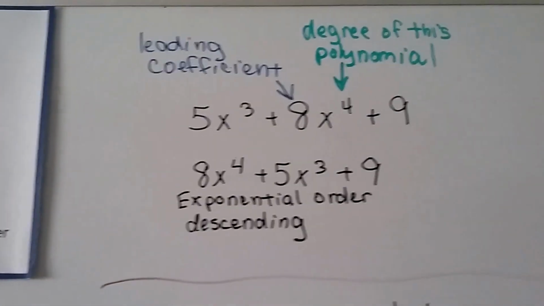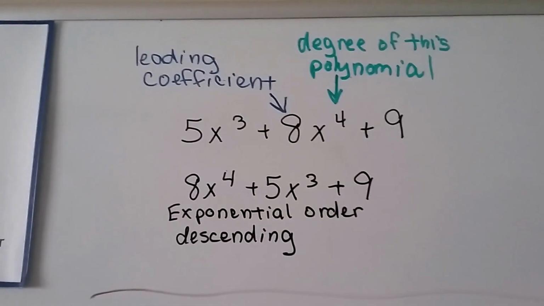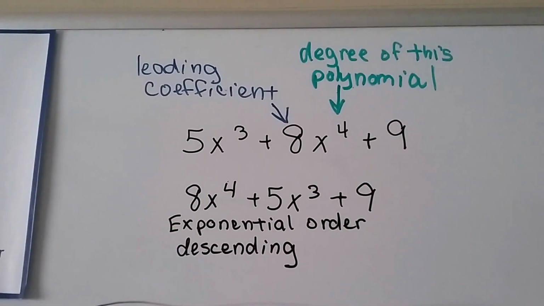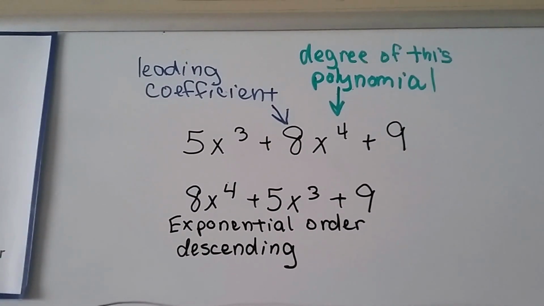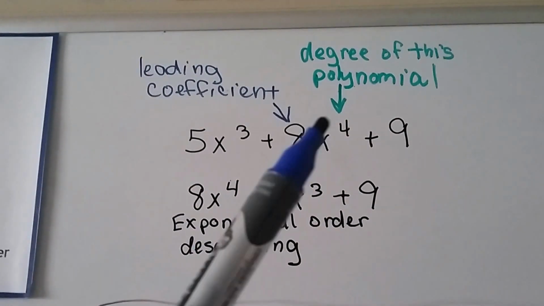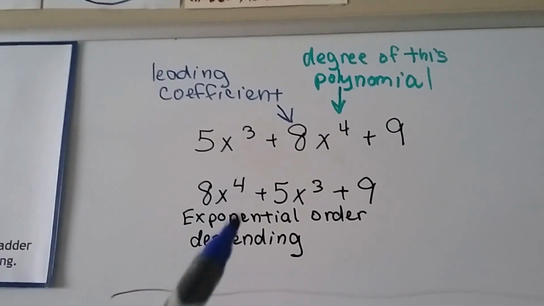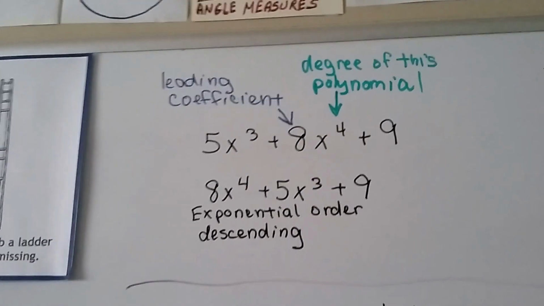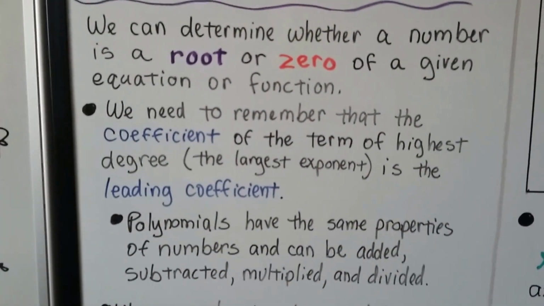Now I want to show you something really quick to remind you about leading coefficients and the degrees of a polynomial. In this one, the 5x to the third power is the first term, but it's not the leading coefficient, and that 3 is not the degree of the polynomial. It needs to be rewritten in descending exponential order because that's our leading coefficient, isn't it? Okay? And that 4 is the degree of the polynomial. Okay? So we can determine whether a number is a root or zero of a given equation or function.